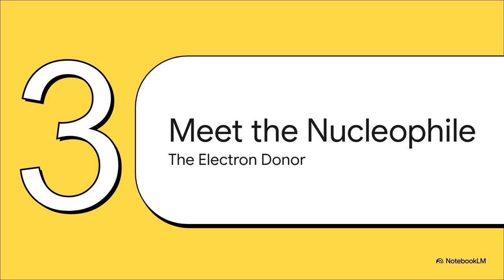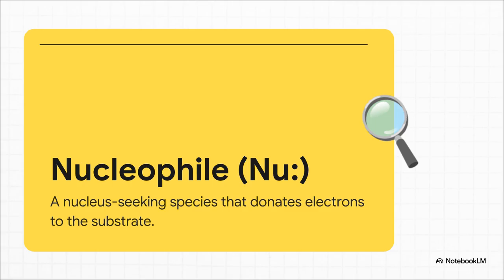If the electrophile is the electron seeker, then the nucleophile is the generous electron donor. Let's look at the name again. Nucleo for nucleus, and phile for loving. This one is a nucleus lover. But why? Well, because a nucleus is positively charged, and the nucleophile has extra electrons it would love to share with that positive center. Its whole job is to donate its electrons to form a new bond.